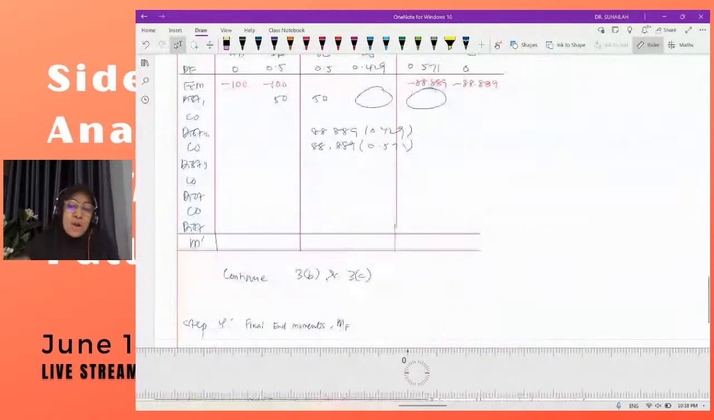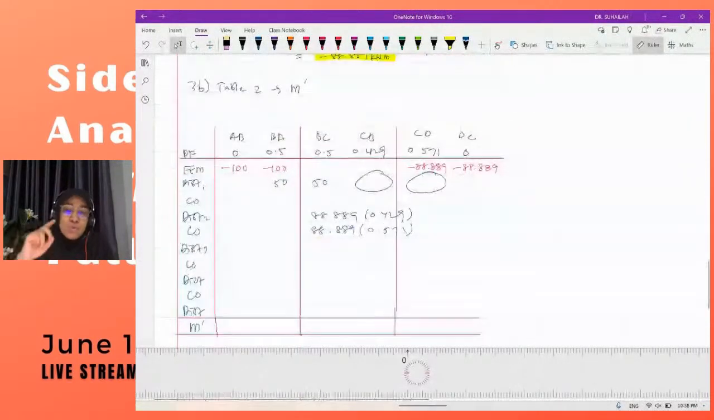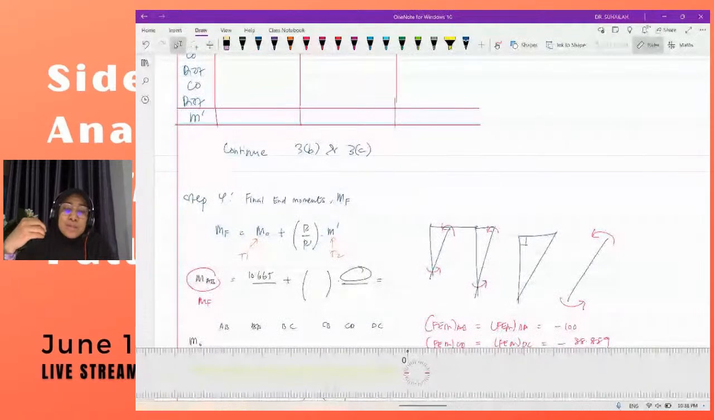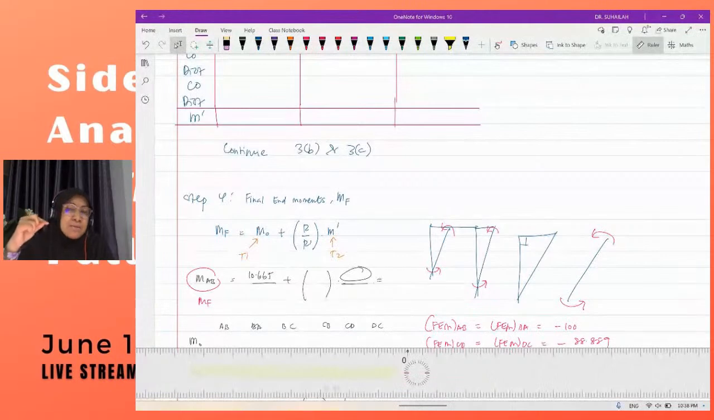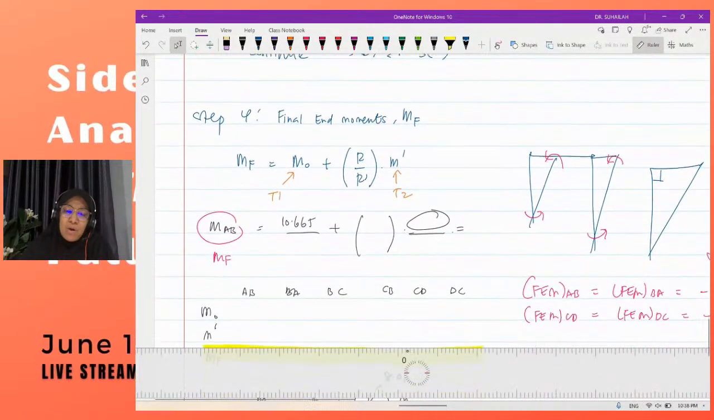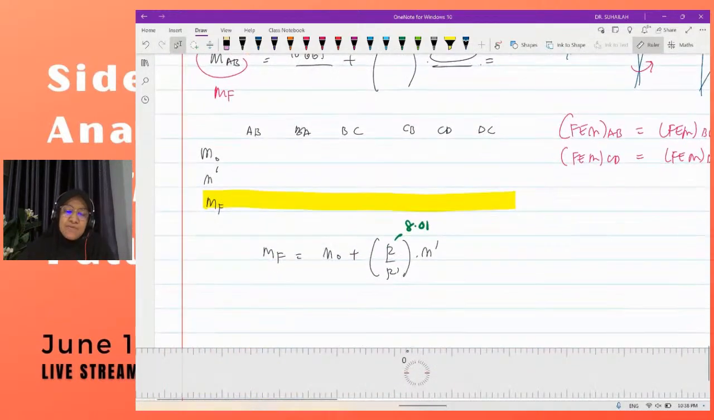So follow all this and complete table 2 for M prime, and repeat the same process as step 2C. We repeat it in 3C to determine the restraining force, R prime. Then after that, we move to step number 4 to calculate the final end moment, M naught plus M, and M is R divided by R prime times M prime. Then you have to give the final answer.